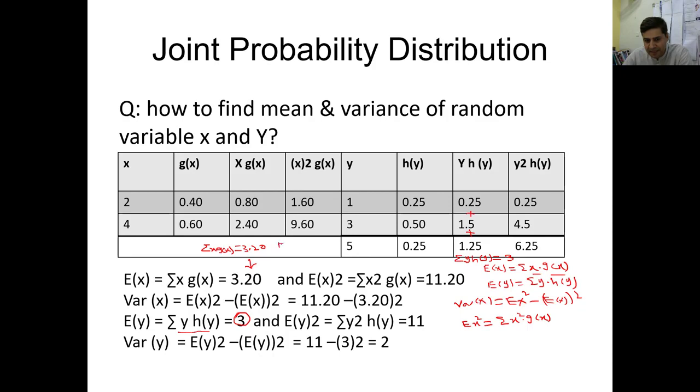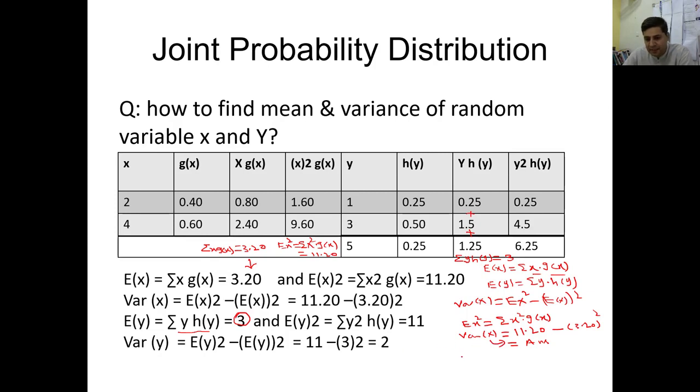So E(x square) is equal to summation x square into g(x), which we have already calculated as 11.20. Now you need to put this value into the variance of x. So variance of x is equal to 11.20 minus the mean we have already calculated, 3.20 squared, and that will be the answer for the variance.